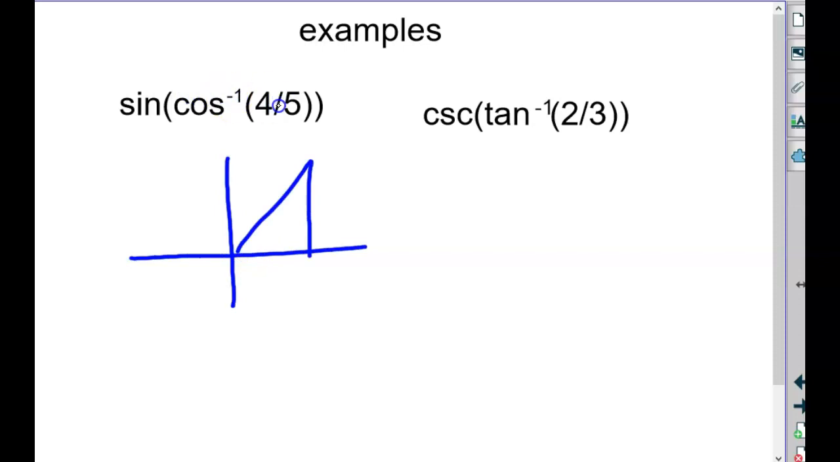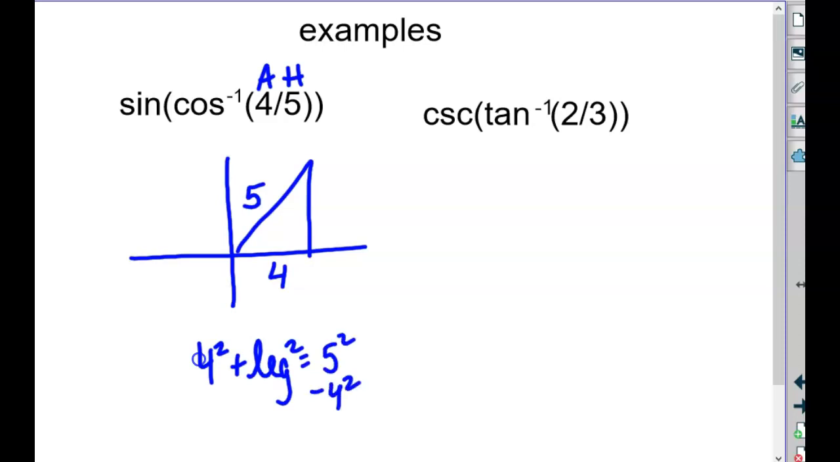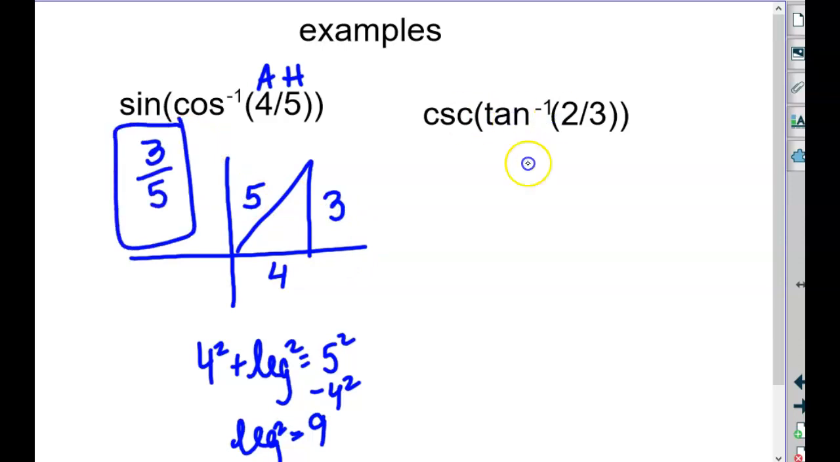If I said the cosine was 4/5, where would I put that? Where would the 4 go? And the 5 would go? So 4 squared plus leg squared equals 5 squared. 25 minus 16 is 9. So the leg squared is 9. This leg is 3. So the sine is opposite over hypotenuse. So 3/5 is what we're looking for.